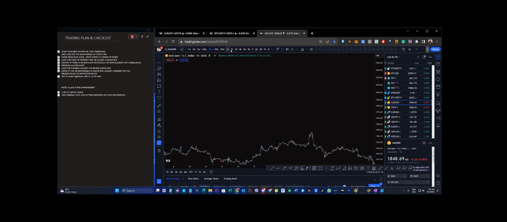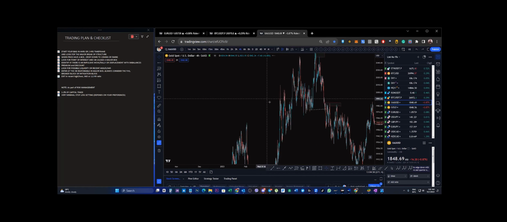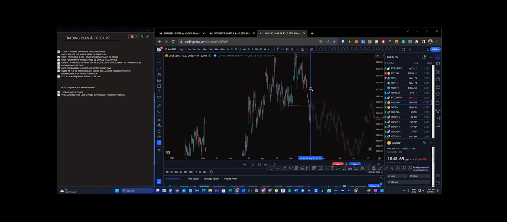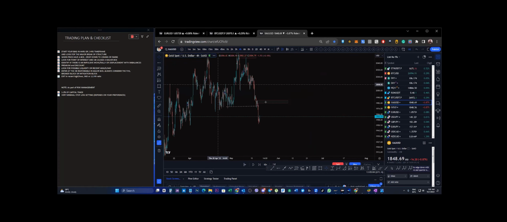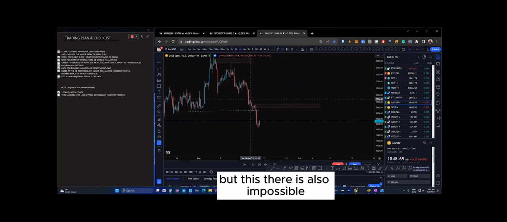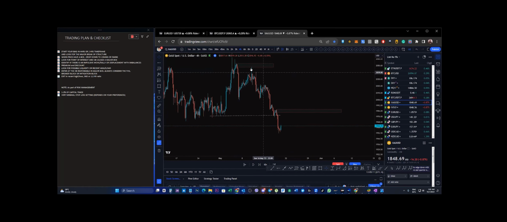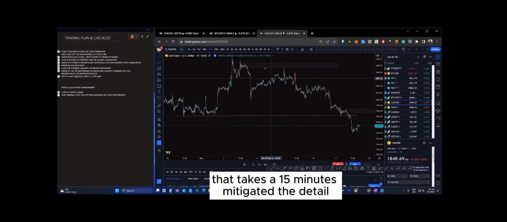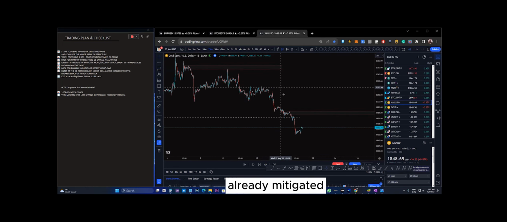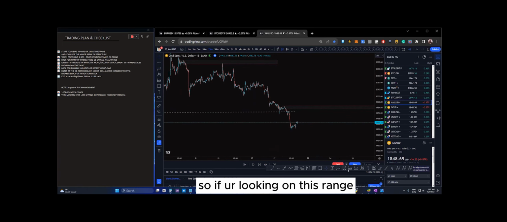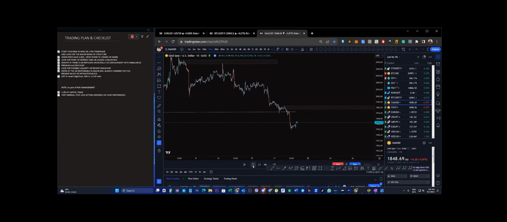Sabi nga natin, oops, we have to go back to 4 hours. Kasi we have to move this one. Yan, para makita natin. But there is also an impulsive move here. Kaya lang dito, pagdating sa 15 minutes, mitigated na dito. Napuntahan na niya. Okay.